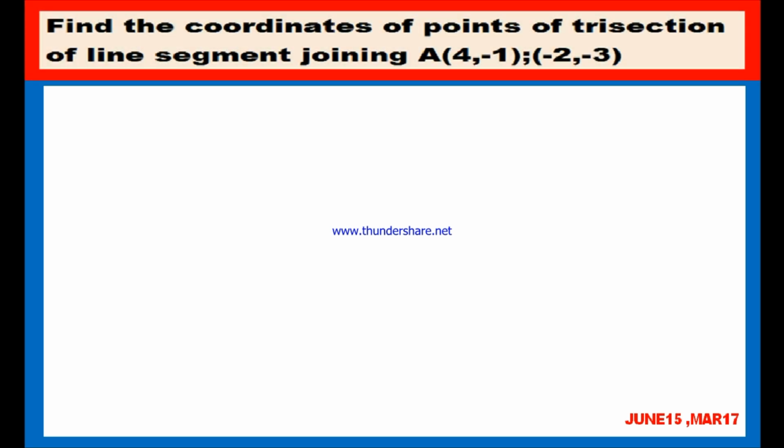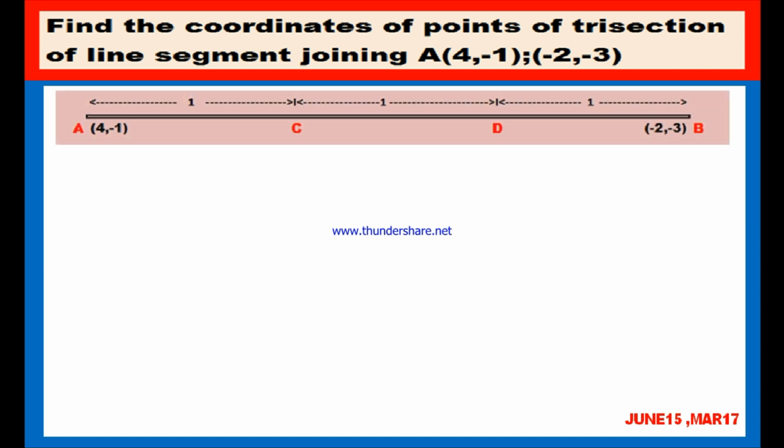Find the coordinates of the points of trisection of the line segment joining points A (4, -1) and B (-2, -3). This question appeared in June 2015 and March 2017.